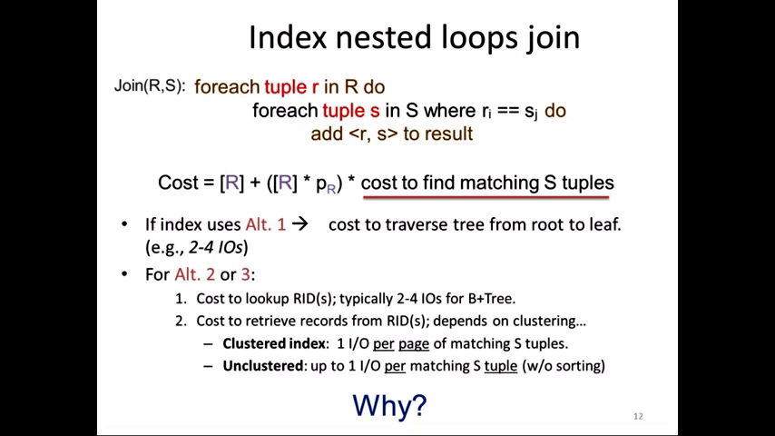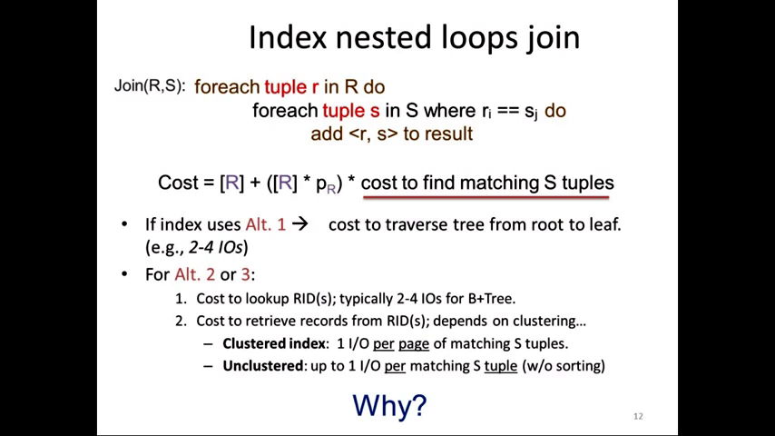be the cost of traversing the index from root to leaf, let's say 2 to 4 input outputs, assuming, of course, that the height of the index is rather small. If it's an alternative 2 or 3 index, that means we have to get the actual record from a heap file, from a page in a heap file. And so we'll have the cost of the lookup by the sailor ID, so traversing the tree, let's say 2 to 4 input outputs as before, and then the cost of retrieving records with the corresponding record IDs that we got from the index, and that depends on clustering.